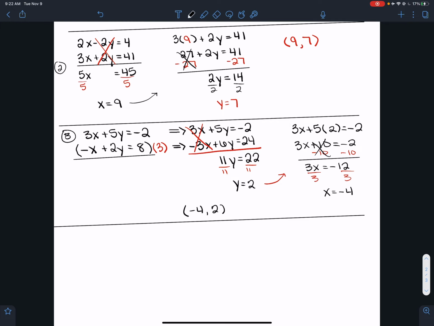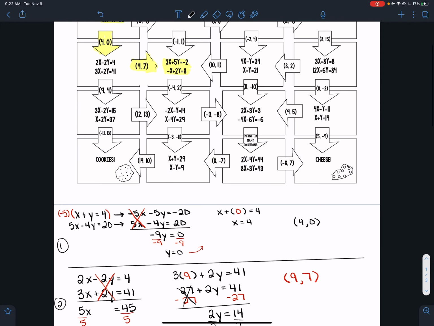All right, let's go back up top. Negative 4, 2. All right, and at this point, I am going to leave this up to you to finish up the rest of this worksheet.